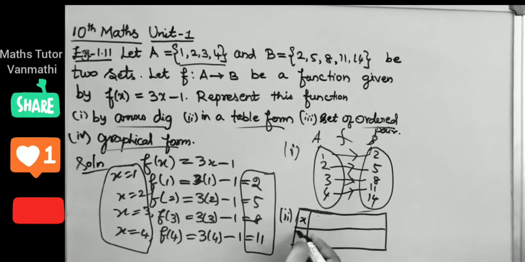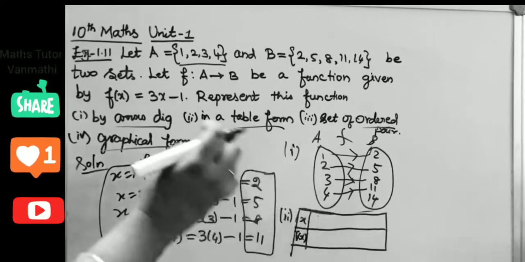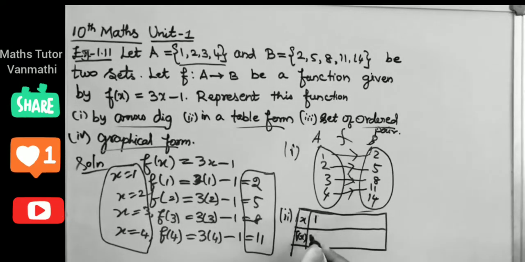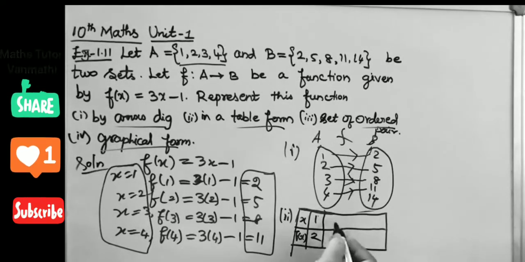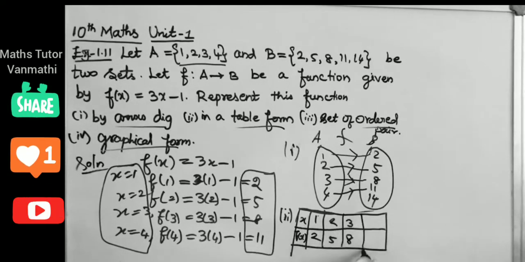This is your x and this is your f of x. First value is your 1, f of x is 2. Next 2, f of x is 5. Next 3, f of x is 8. Next 4 and f of x is 11.